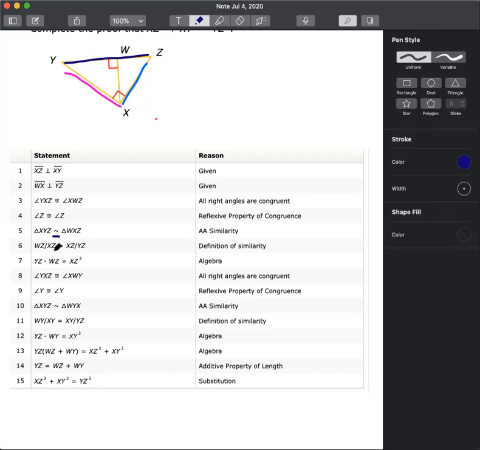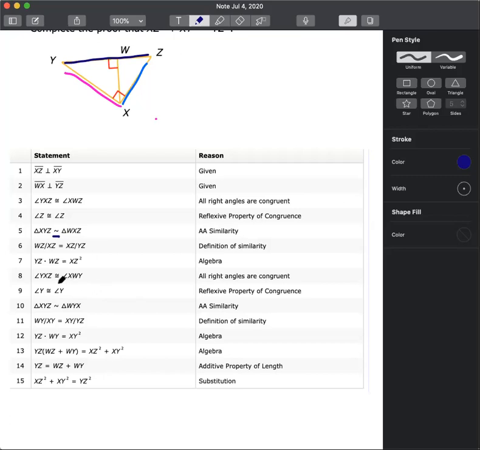Okay. The next one right there, you have yz over xz is going to be equal to xz over yz. Those are going to be definition of similarity. So whenever you see those two and it's formed like that, it's going to be definition of similarity. Next one is algebra right there, and you can look down here at 12 and 13. Those are also algebra, just moving things around, solving it.